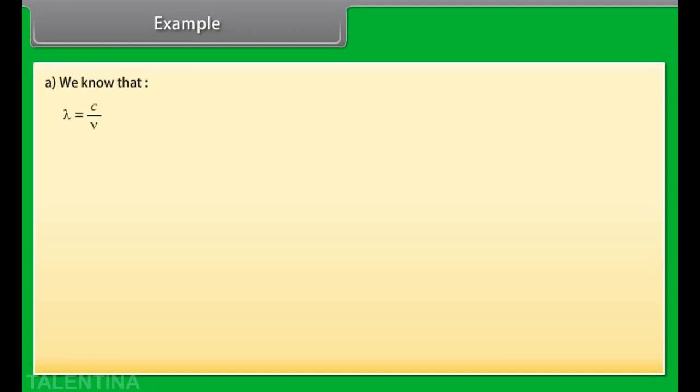We know that lambda is equal to C upon nu. By putting and calculating the values, we get wavelength of the wave, which is equal to 1.5 into 10 raised to the power minus 2 meter.